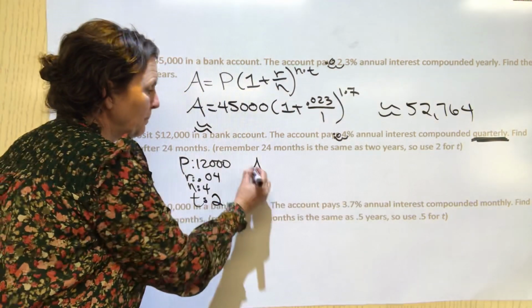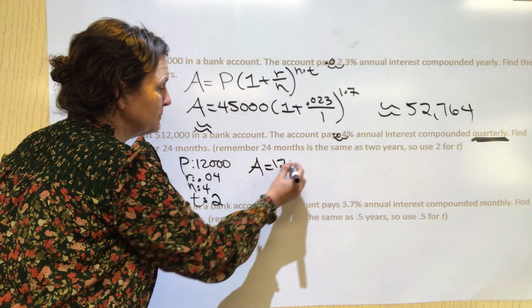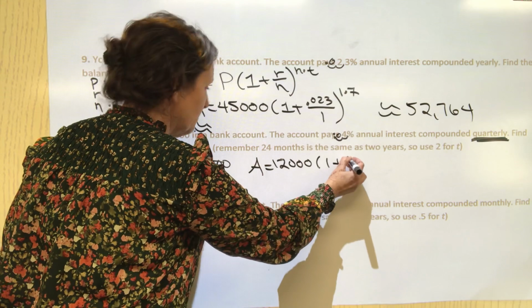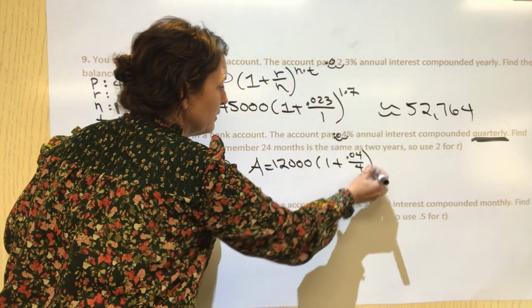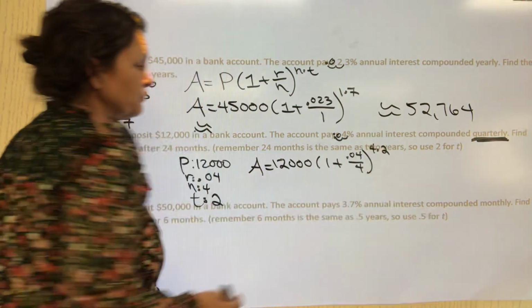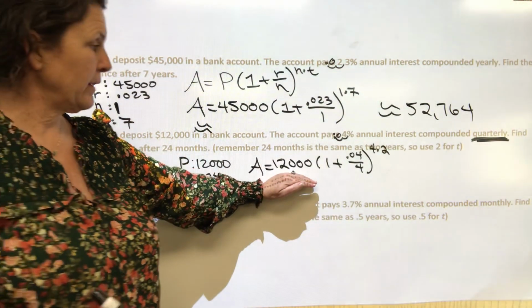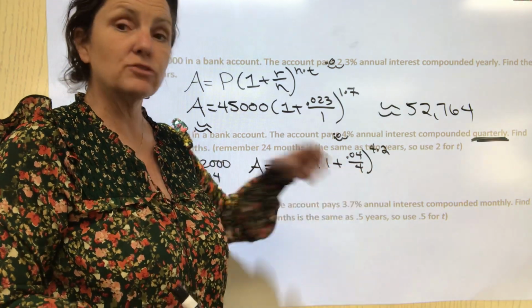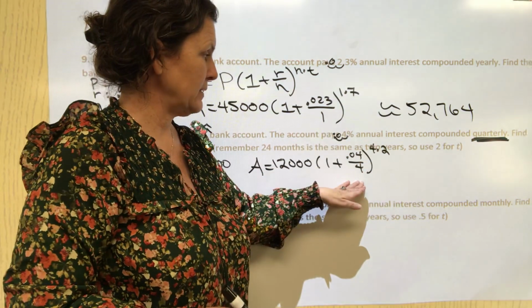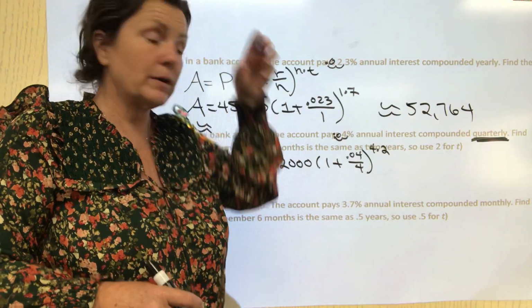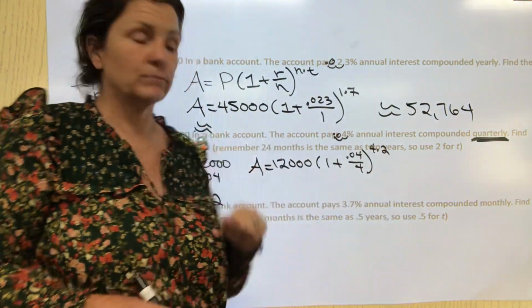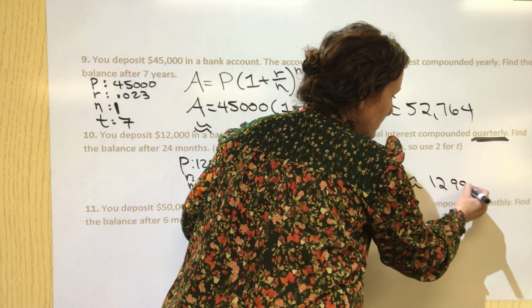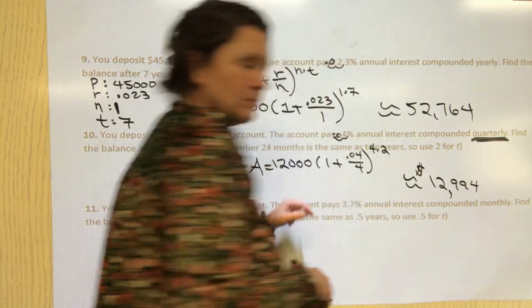We're gonna plop this right into the beautiful formula and see what we got, my loves. 1 plus 0.04 divided by 4, and it's going to be 4 times 2. So you're going to plop this into your calculator and have a parenthesis, 1 plus this divided by this, use that division symbol, and parenthesis, special button that allows you to raise it to an exponent, and 4 times 2 is 8. Use 8. And what'd you guys get? 12,994 is what I got. Hopefully that's what you got.